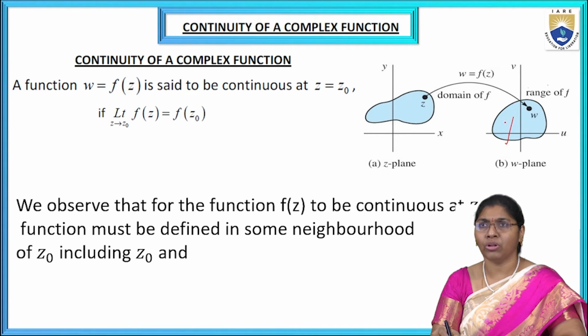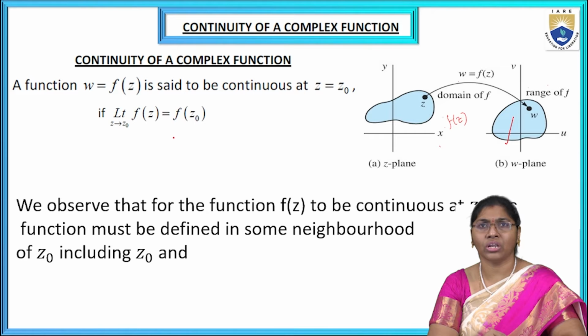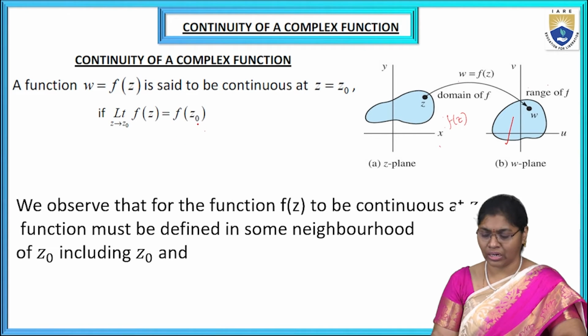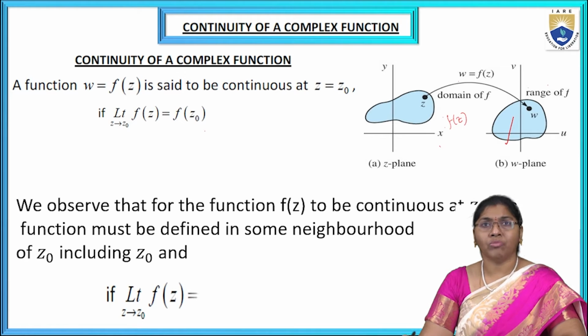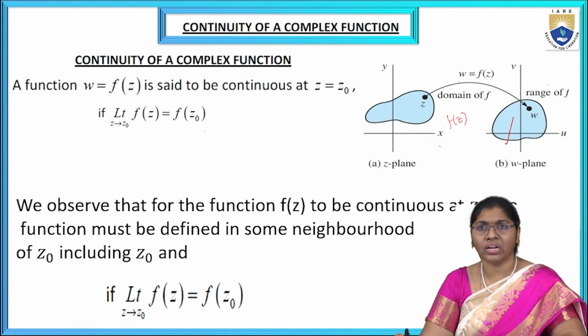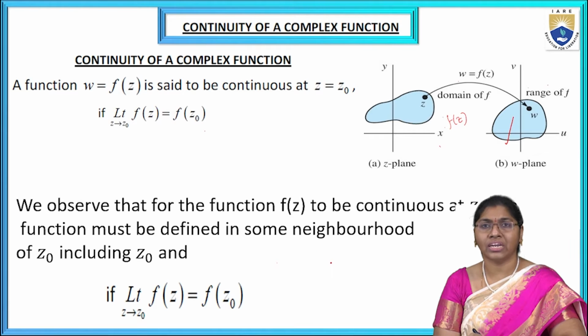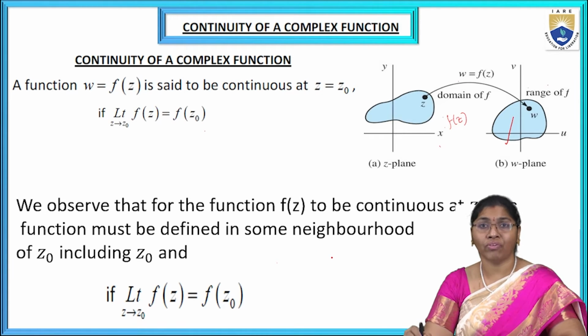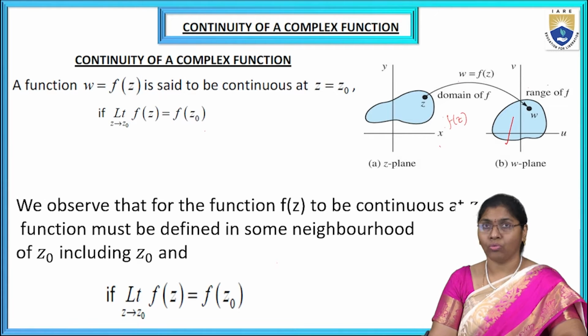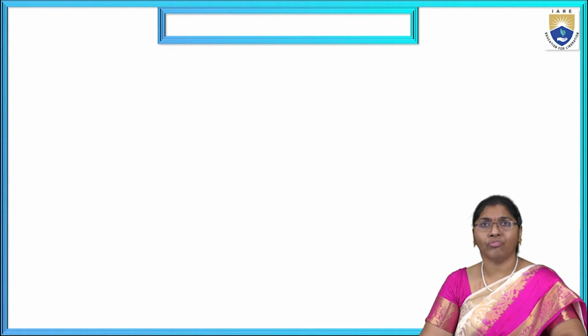w equal to f of z, the function of z involved here. Then the limit as z tends to z naught of f of z equals f of z naught. We observe that for the function f of z to be continuous at z naught, the function must be defined in some neighborhood of z naught, including z naught, and the limit is the same: limit as z tends to z naught of f of z equals f of z naught. That is the continuity of a complex function.